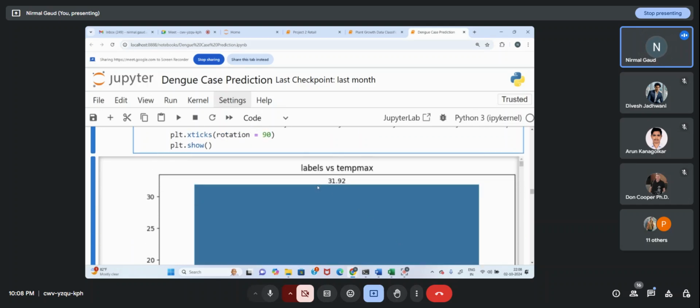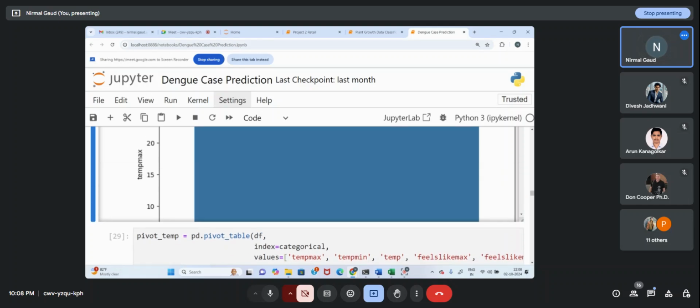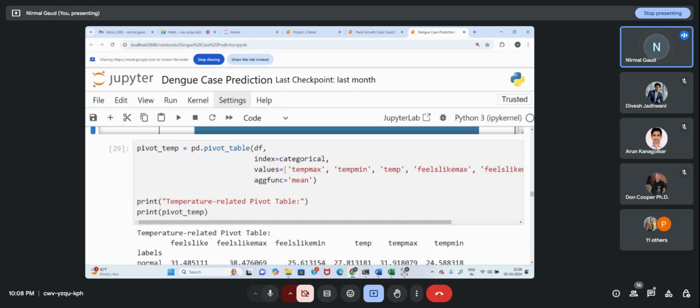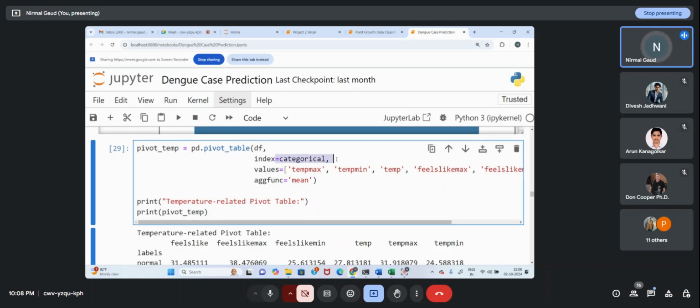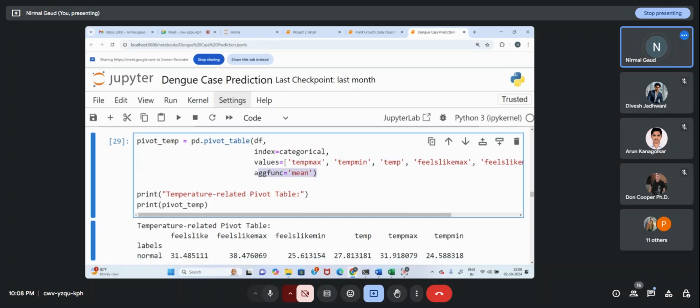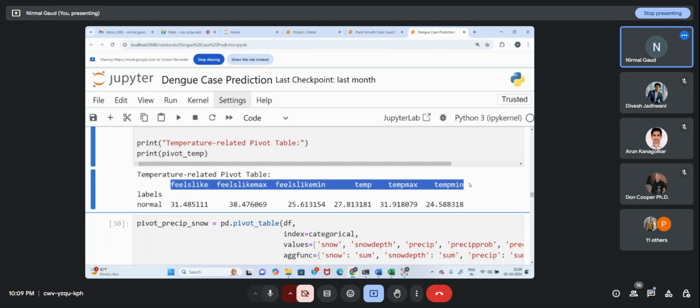These are the average values. Average temperature against the label is 31.92. Either you can avoid this plot, it's not mandatory. Okay. Then I decided to have a pivot table. So in pivot table, I took label as an index and rest things I took as a value, and I calculated the mean. Okay, so normal 31.45, feels like max 38, and so on. These are the average values for normal for these specific features.